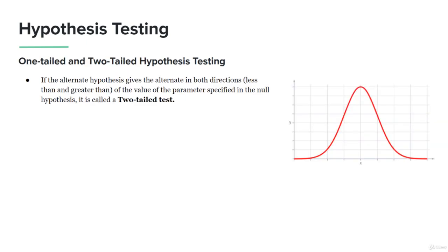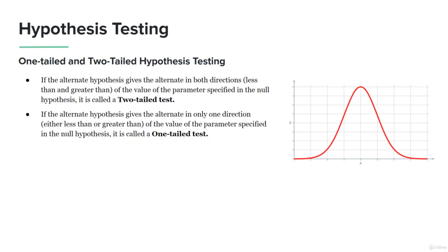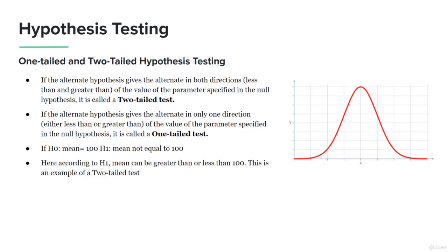So now let's look at one-tailed and two-tailed hypothesis testing. If the alternate hypothesis gives the alternate in both directions, right, of the value of the parameter specified in the null hypothesis, it is called a two-tailed test. And if the alternate hypothesis gives the alternate in only one direction, either less than or greater than the value of the parameter specified in the null hypothesis, then it is called a one-tailed test.